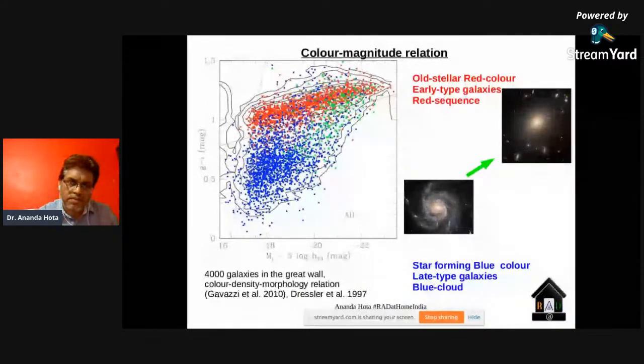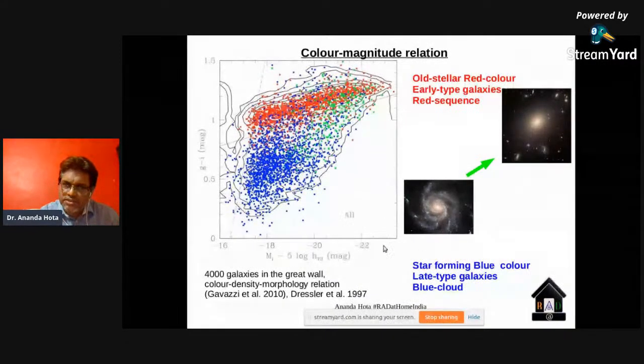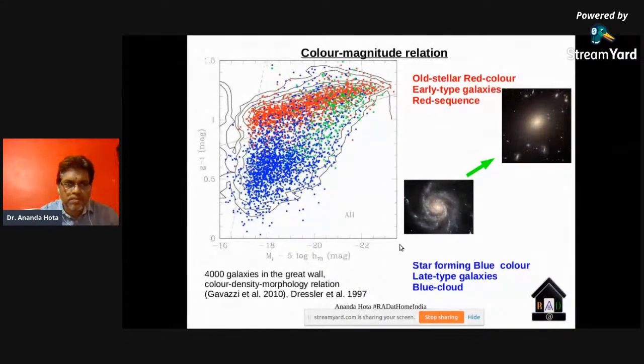So G minus I, G minus I, on the y-axis you can see the G minus I magnitude, or color of the galaxy. And on the x-axis you can see the mass of the galaxy in some sense. So here the mass is high, on the right side, mass is increasing along the x-axis, and the red color is increasing along the y-axis. As the color code says, here the galaxies are looking optically blue in color, real color, optically blue. And here in the elongated region, they are actually looking reddish.